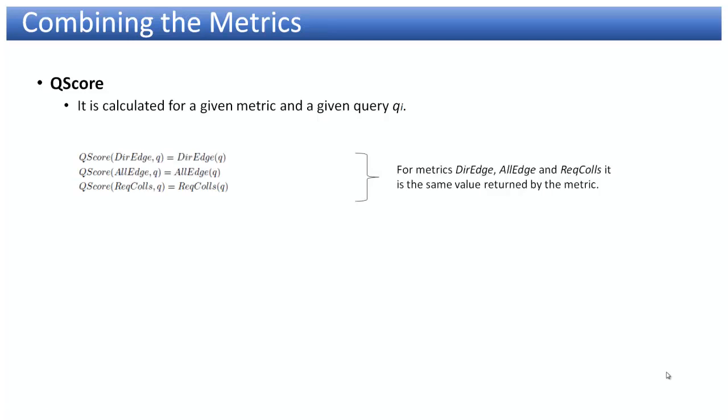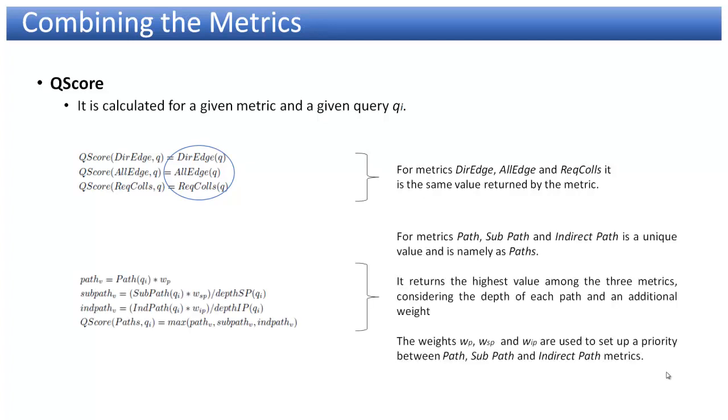Here we can see the definition for the metrics' Q score for the metrics dir edge, all edge, and recalls. So here the Q score is the same value returned by the metric, as we can see here. For the metrics path, subpath, and indirect path, it is a unique value, named paths. So it returns the highest value among the three metrics, considering the depth of each path and additional weight. The weights WP, WSP, and WIP are used to set up a priority between path, subpath, and indirect path metrics.